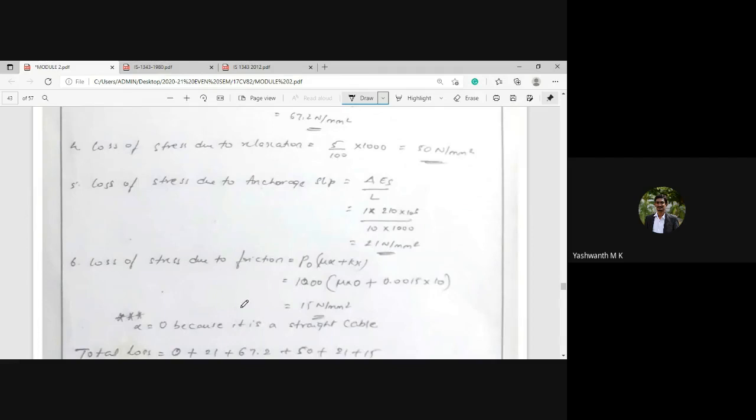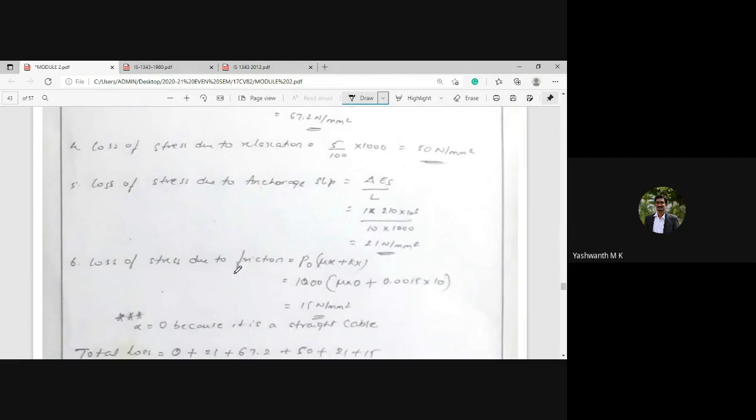Since the length is given in meter, you need to convert it to millimeter, because this is in Newton per millimeter square and this is in millimeter. You need to be very careful regarding this. After substituting all these entities, you will get the answer 21 Newton per millimeter square. Is it clear? Next, let me move on further.